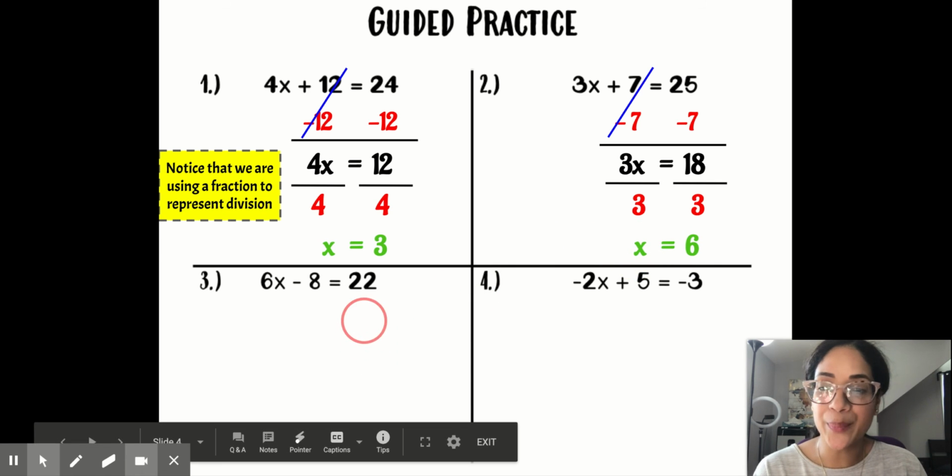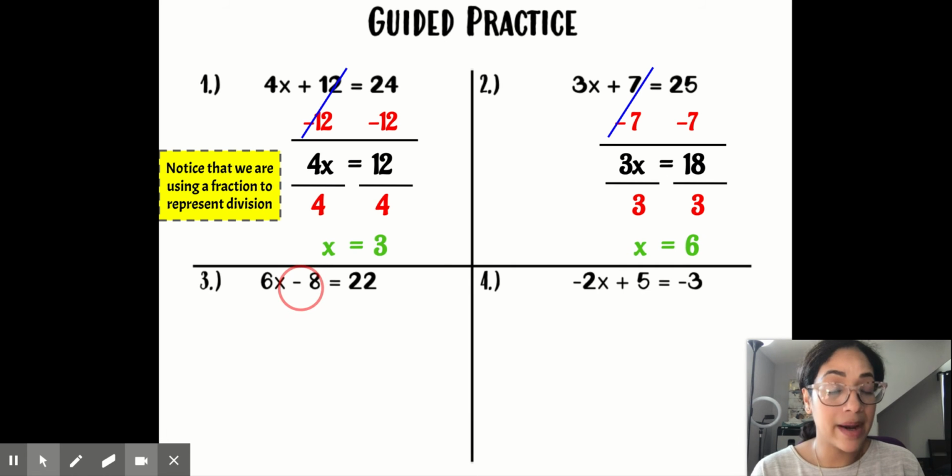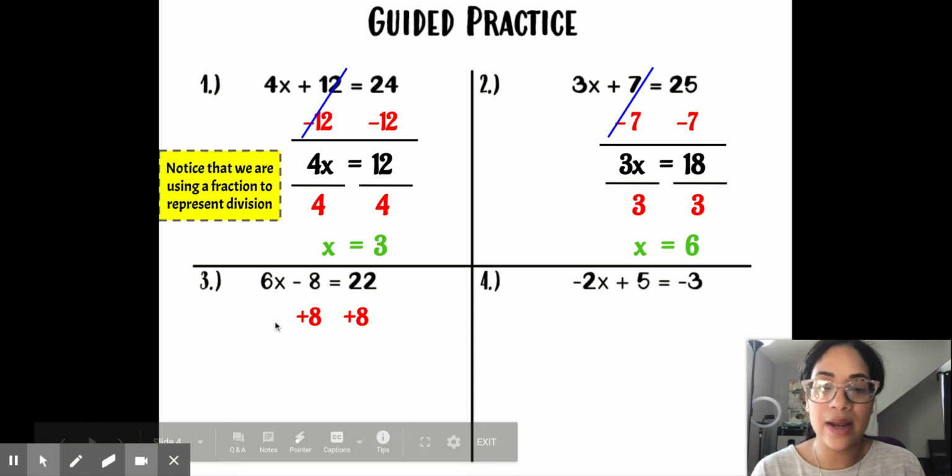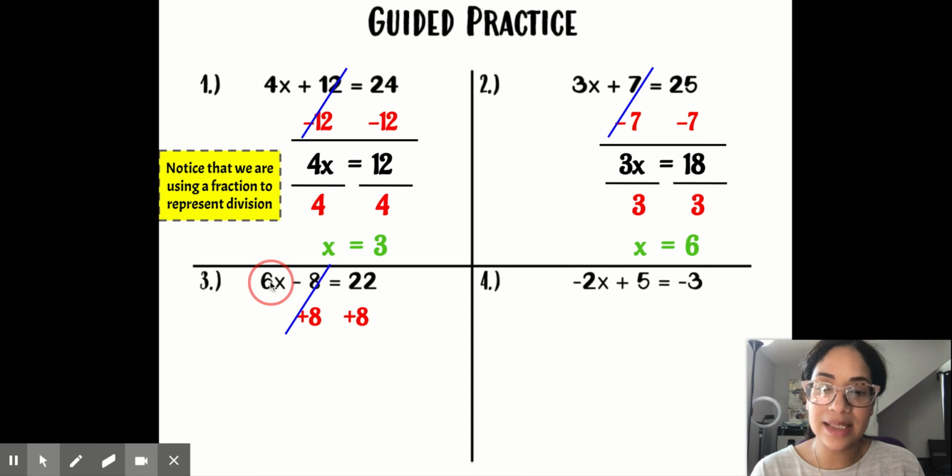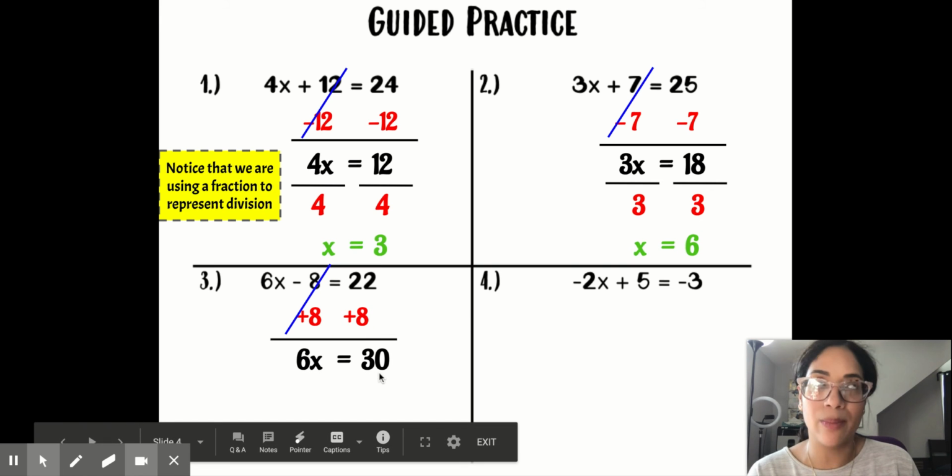We're going to do a couple more. Here, I'm going to start off by eliminating my constant, which is -8. I know this -8 is my constant because there's not a variable next to this term. There's not a letter there. And the opposite of subtracting 8 is adding 8. So I'm going to go ahead and add 8 on both sides. And I'm going to bring down my 6x. And then 22 plus 8 is 30.